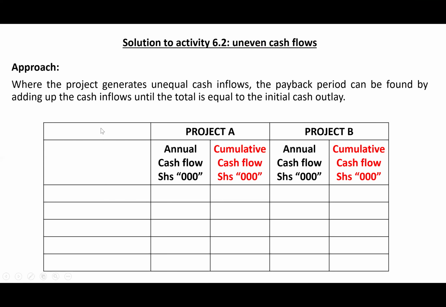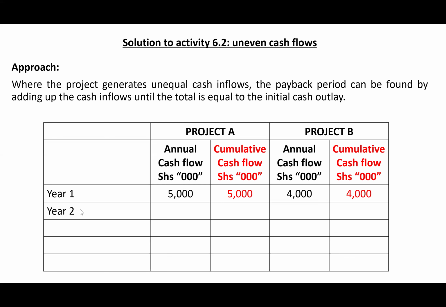So we arrange our two projects in two columns like this. Then, of course, we bring in year one. Year one, project A gives us 5,000, cumulatively. Here I have the annual cash flow as one column, and then the cumulative cash flow in the next column. So I have 5,000 coming in cumulatively. Project B gives us 4,000, and cumulatively it comes to 4,000.